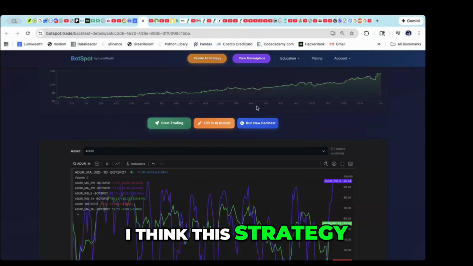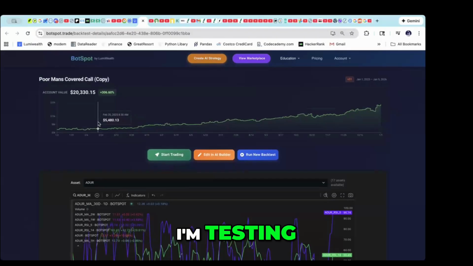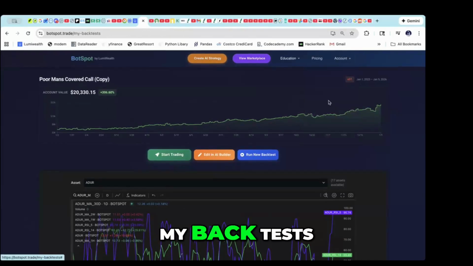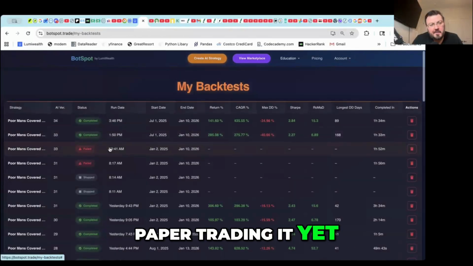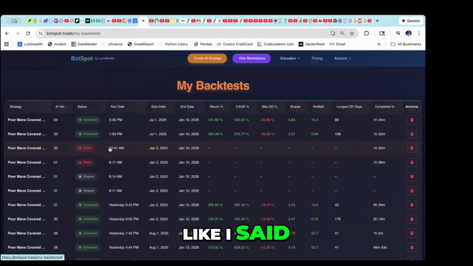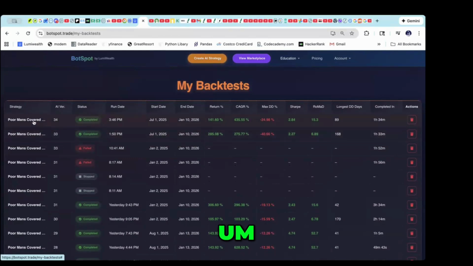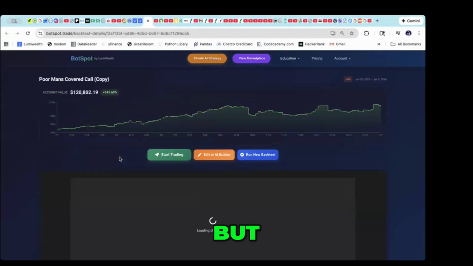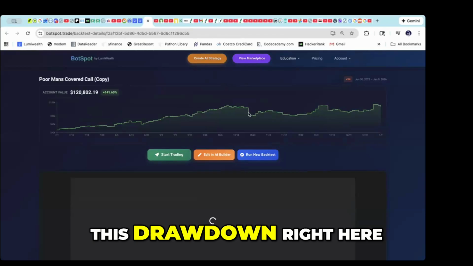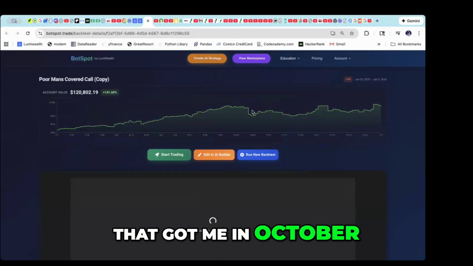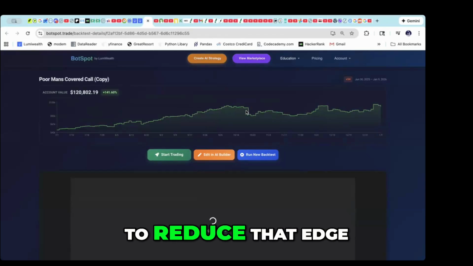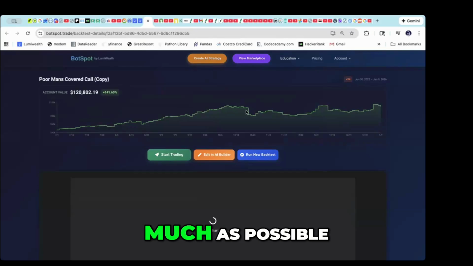I think this strategy was pretty good. I tested it right now with 50,000, and I'm going to go back to my strategies, my backtests. Have you tried paper trading it yet? I haven't tried paper trading. Like I said, I've been trying to perfect it. I'm going to paper trade my version 34, my last version. It did pretty good too. But I did not like this drawdown right here, and that's the one that got me in October. I'm trying to figure out a way to reduce that and hedge it as much as possible.